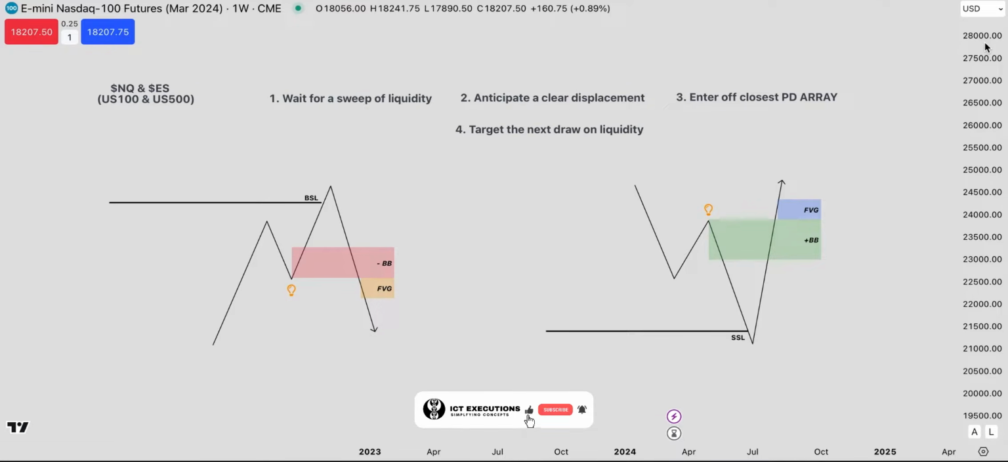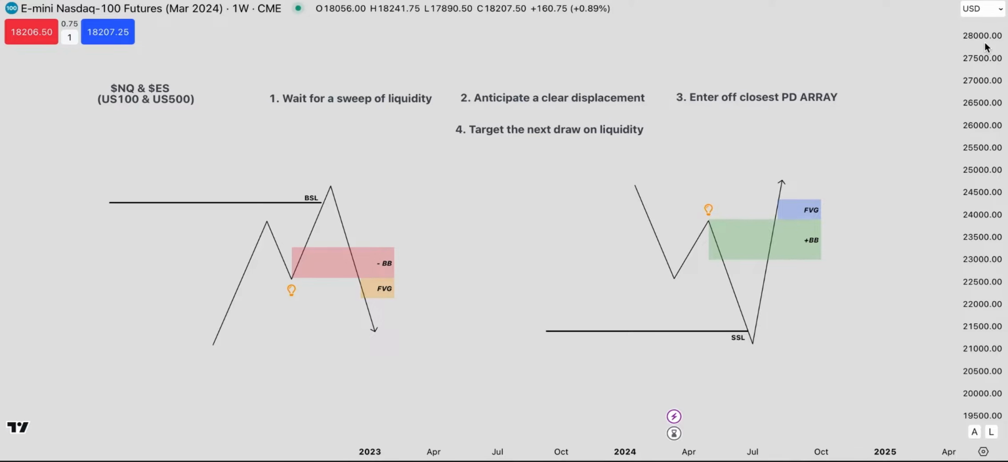In today's video, we're going to be going over my favorite model that has generated me over six figures in profits alone. This model is called the unicorn model, and it consists of a breaker block that is paired with a fair value gap. Now, if you don't know what a breaker block is, I recommend you head over to ICT's channel and watch a brief video about breaker blocks so you can better your understanding during this video.